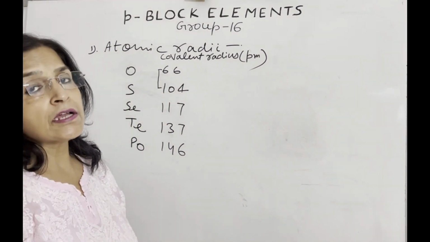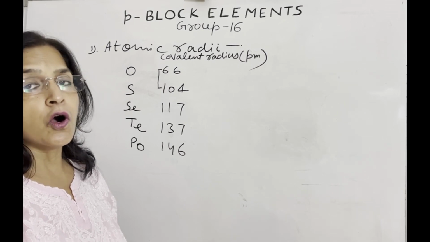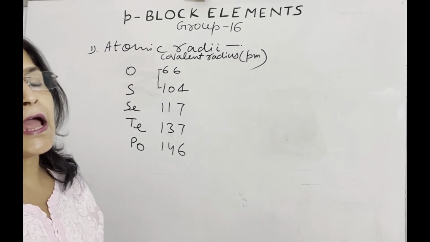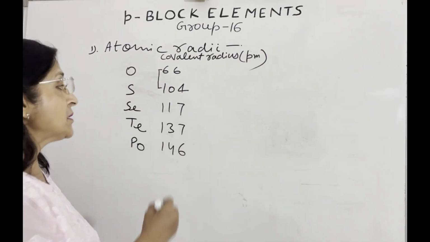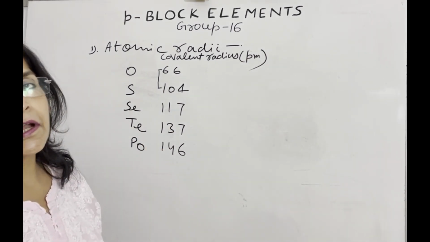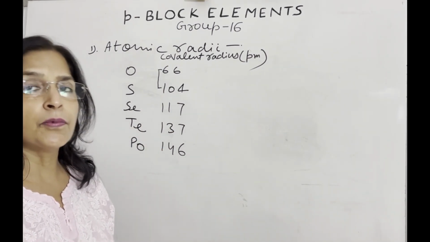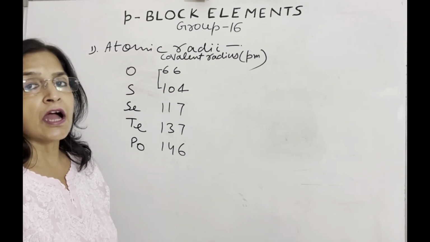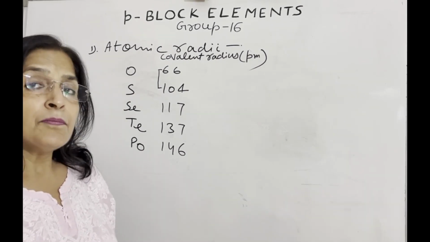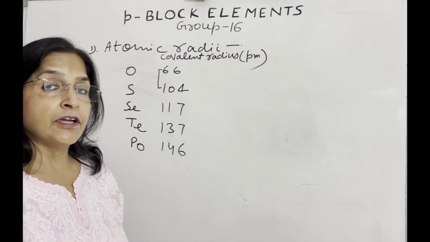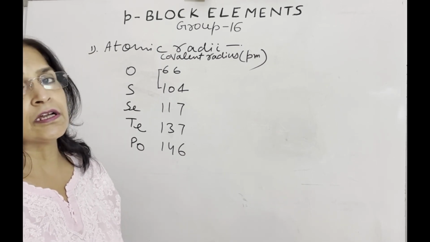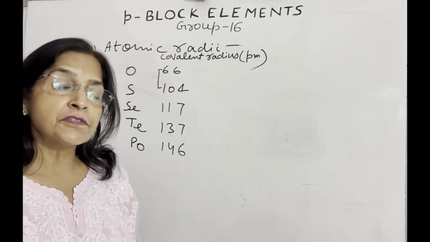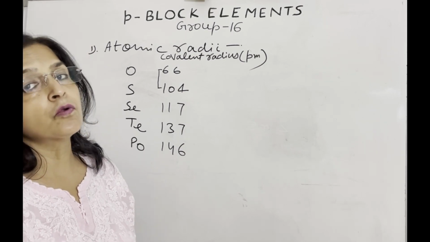This is due to the strong shielding effect of inner shell s orbital and p orbital electrons. But in higher elements, the shielding effect of d and f orbital electrons is poor. Therefore, the effect of nuclear charge is more dominating. I explained the same point in my video of group 15 elements also. The atomic radii of group 16 elements are smaller than group 15 elements.